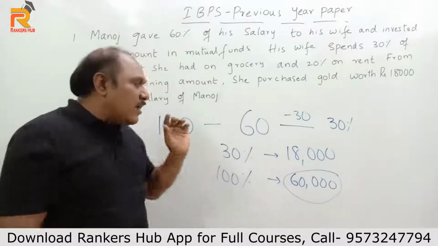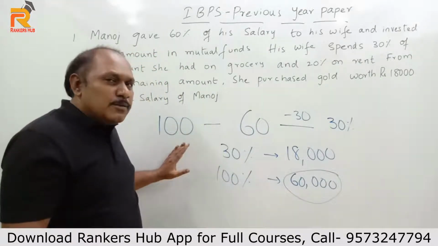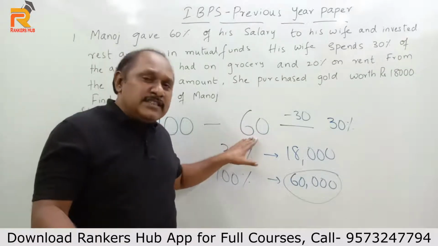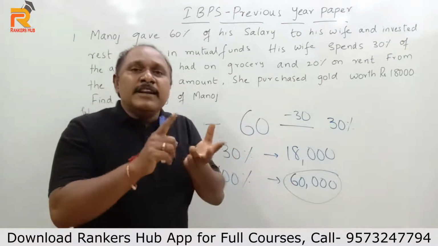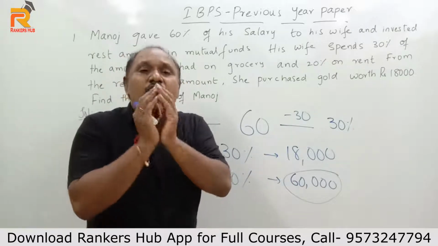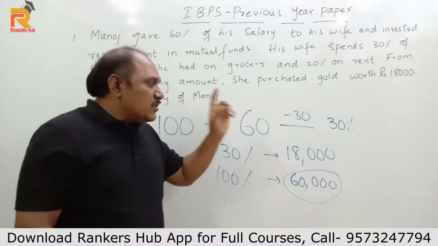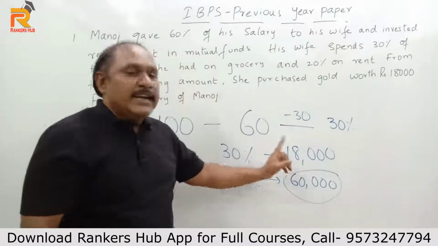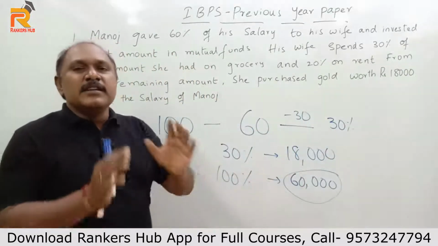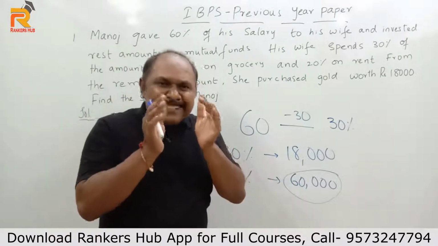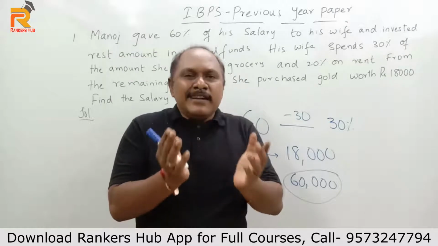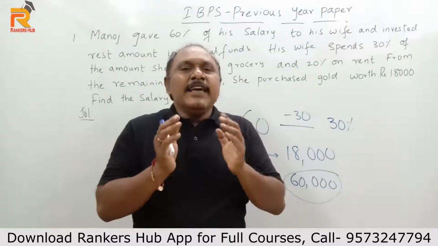How did we answer the question? 100 is the salary we assumed for Manoj. 60 is what he gave to his wife. Out of the 60, his wife spent 30% and 20%, that is 50%, on grocery and rent. So the money left is 30%. That 30% is 18,000. What is 100%? 60,000. If you can think like this, we need not require more than 30 seconds to answer a question in a written test.